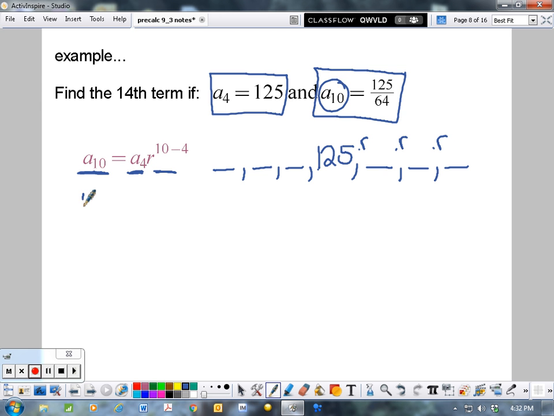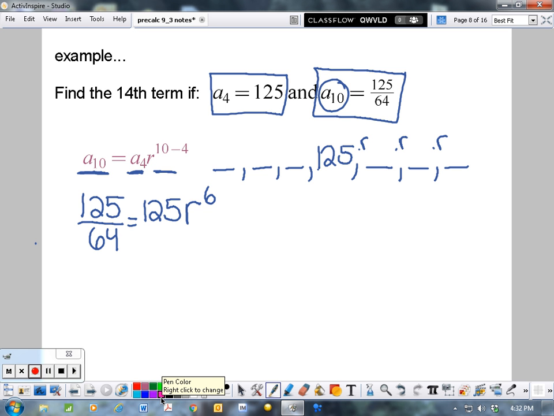My 10th term is going to be the 4th term times r 6 more times. Now I don't know what r is, but this will allow me to calculate r. So now that I have that set up, I can go ahead and work with calculating r.